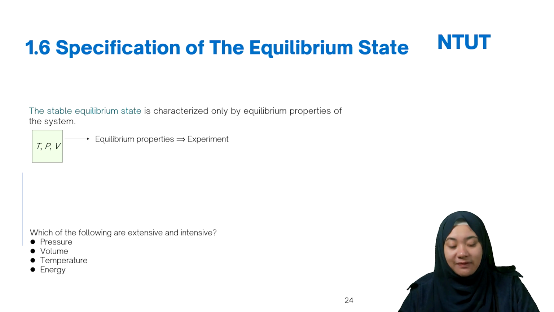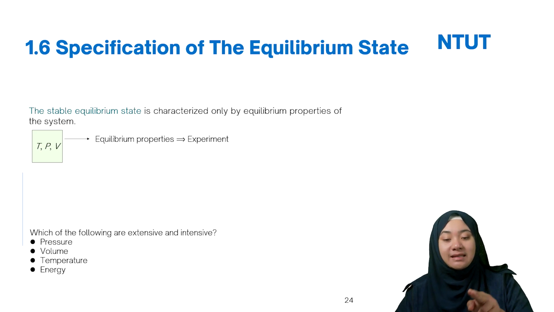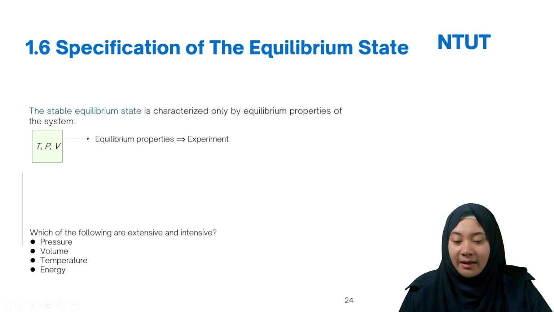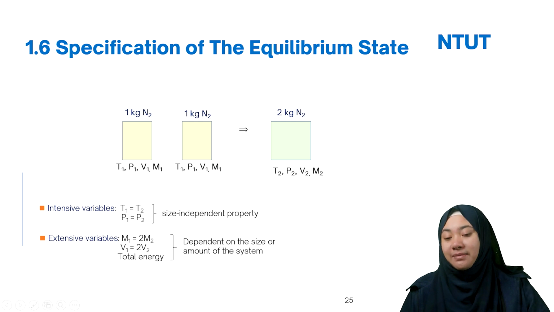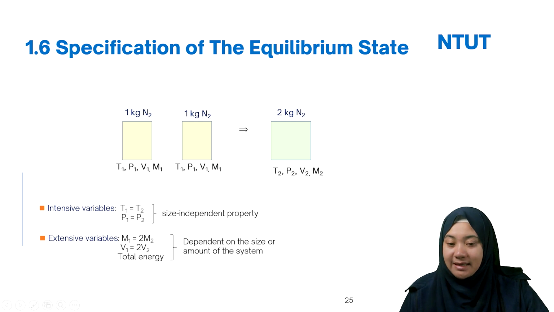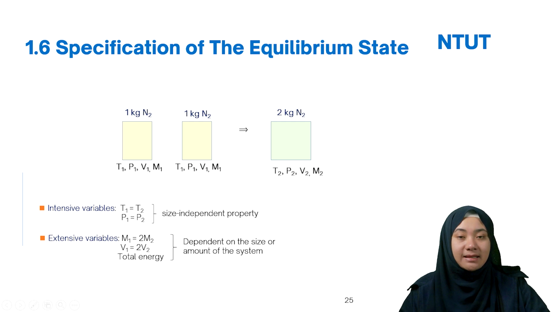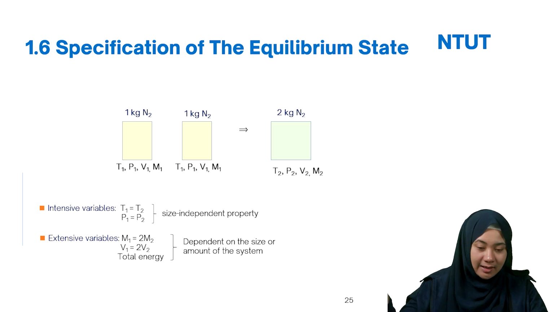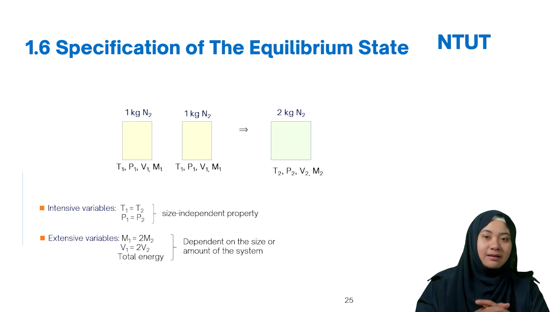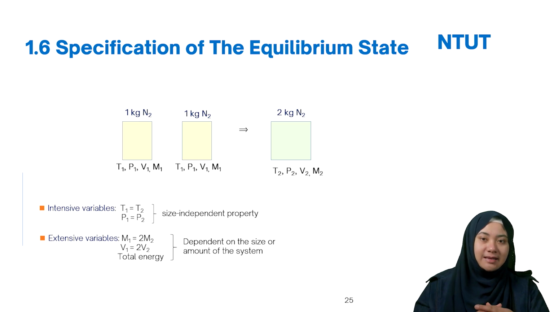These two definitions are different. One is size independent, the other is size dependent. I believe you're curious about that. The intensive variable is a size independent property. It doesn't matter whether you put 1 liter or 10 liters; if the temperature and pressure are similar, they are the same. T1 equals T2, P1 equals P2.